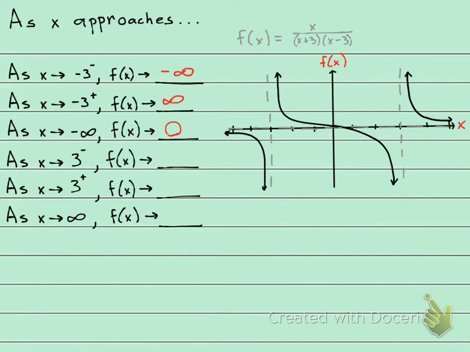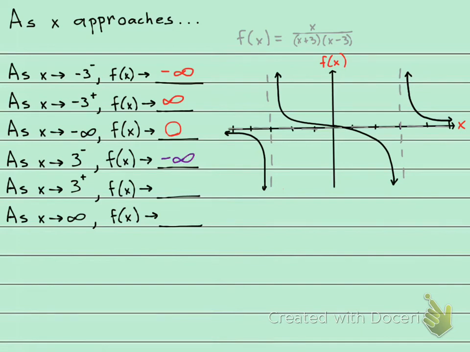All right, let's answer the other three. As x approaches 3 from the negative direction, the f of x approaches what? We go to my graph. Here's x equals 3. And if I'm approaching it from the negative direction, where am I going? I'm going down to negative infinity. So the f of x approaches negative infinity.